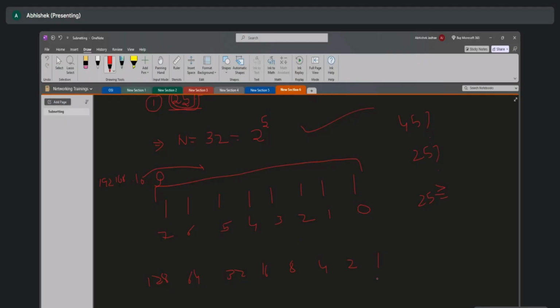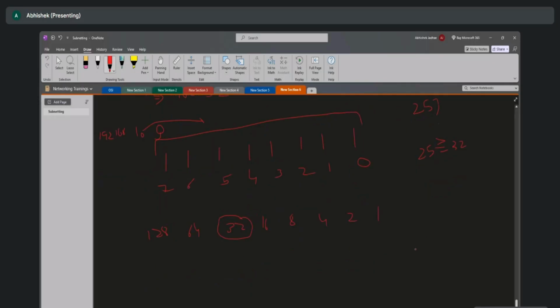2 to the power of 5, 32. Exactly. So 32 is the value which is greater than 25 in these numbers, and if it is greater than 25, that is what we will take. So in that way, we have got how many network bits we have to take. Clear?